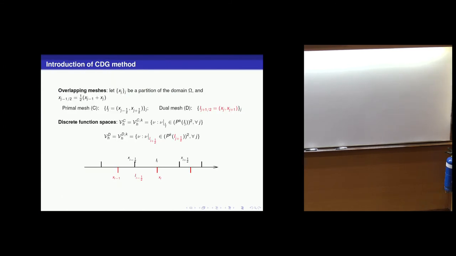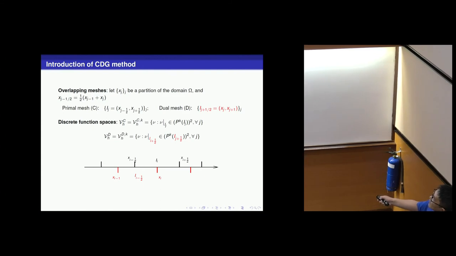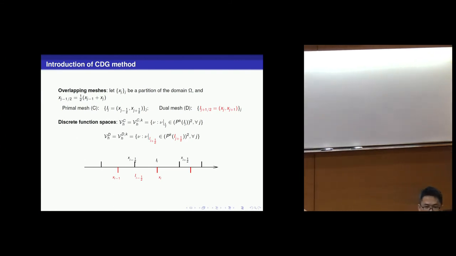And just a quick review of the CDG. For CDG, we need to divide the computational domain into two parts with two meshes. One is called the primal mesh, and the second one is the dual mesh. One dimension is pretty easy to understand. The black vertical line is the primal mesh. For each cell, we choose one interior point, then we have the dual mesh. They are overlapping with each other. For each mesh, we define the numerical solution as a polynomial, in a space of polynomials, okay?